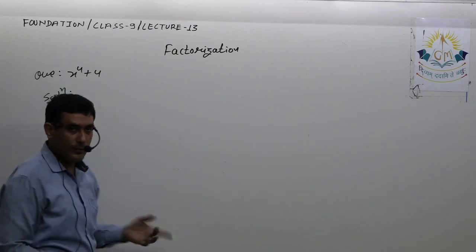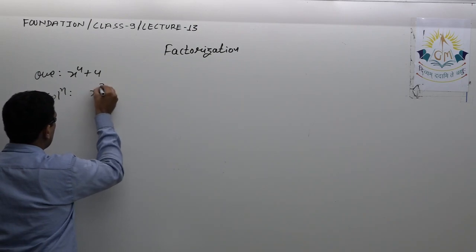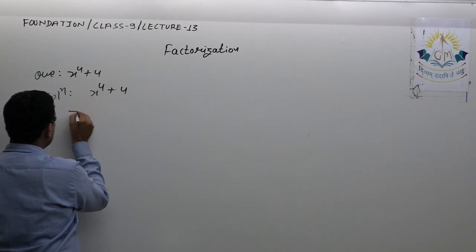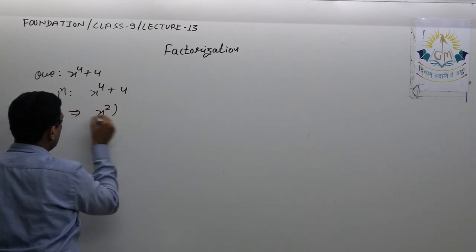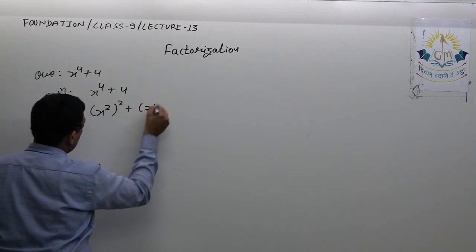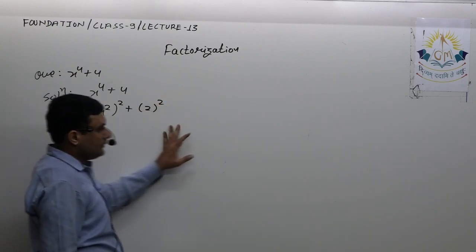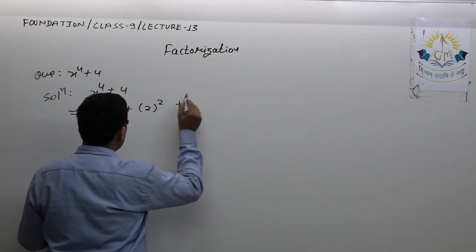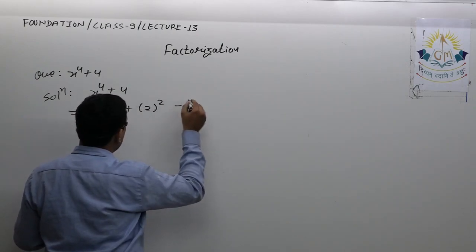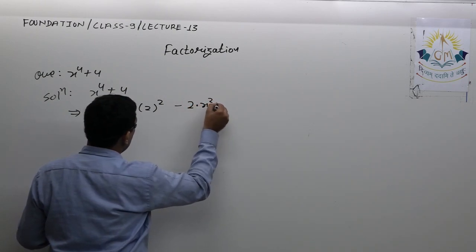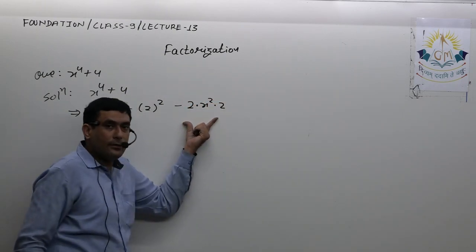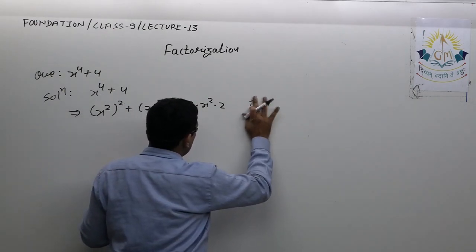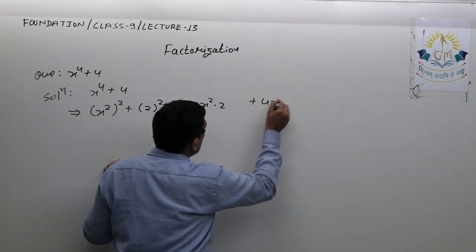Definitely these two terms are complete squares. So I do write x raised to 4 plus 4. Then I write these two terms in the form of an identity, so a square plus b square. Now further, either I can say plus 2ab or minus 2ab. Suppose I write minus 2 into a into b. That means I added minus 4x square to make the identity complete. So I subtracted, so I have to add as well.